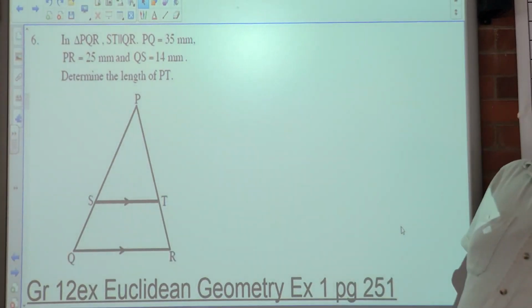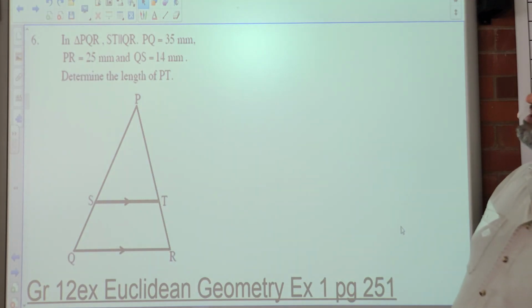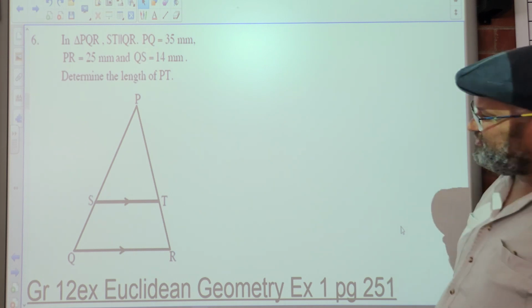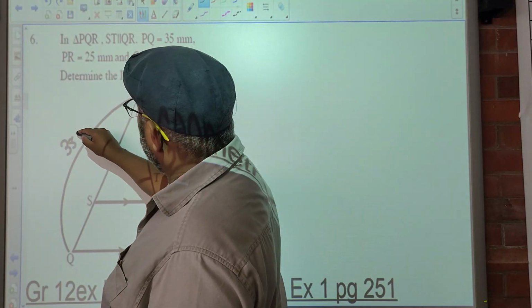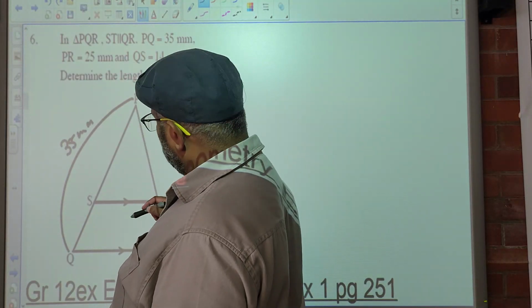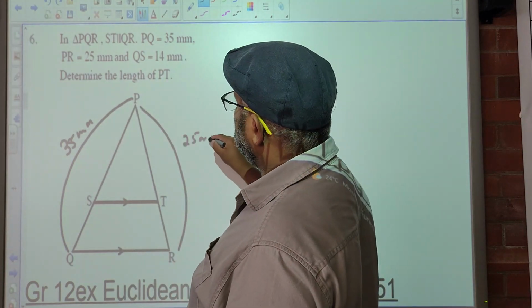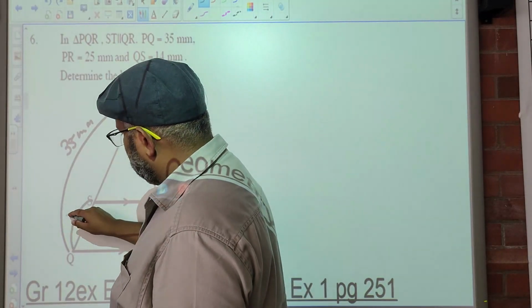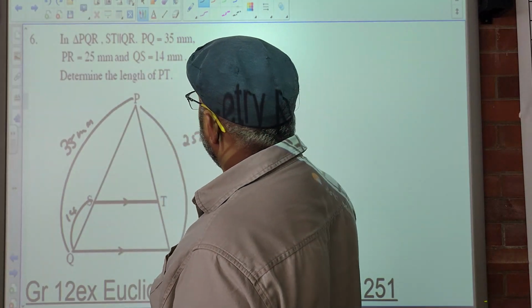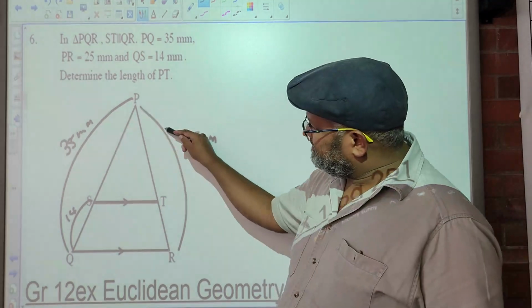Number 6. We are told that in triangle PQR, ST is parallel to QR. PQ is 35 millimeters, and PR is 25 millimeters. QS is 14 millimeters. Determine the length of PT. They want to know this length here.